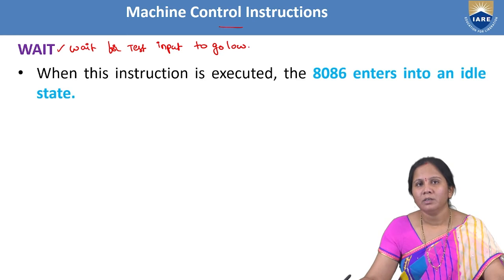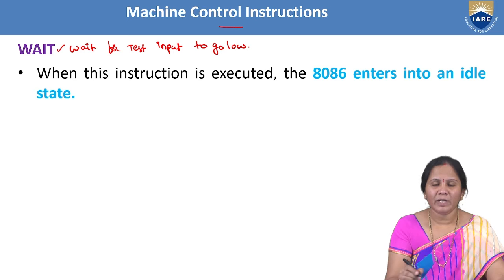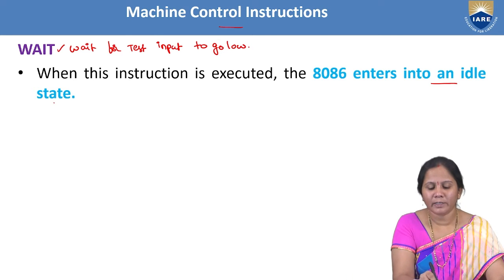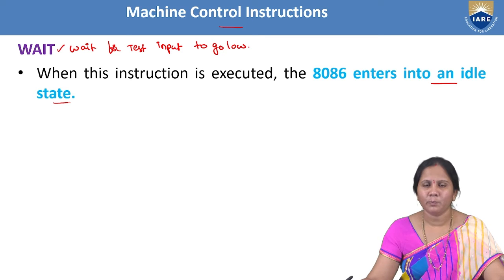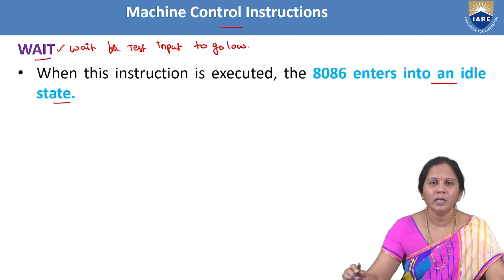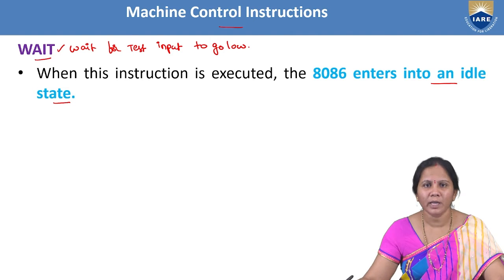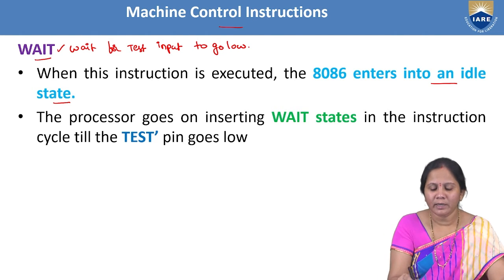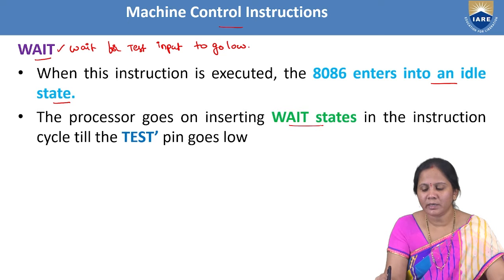For example, when this WAIT instruction is executed, the 8086 microprocessor will enter into the idle state. The processor entering into the idle state means it will not perform any instruction. It will not do any work. We can also call this the tri-state or high impedance state. Here the processor is going to insert wait states in the instruction cycle.